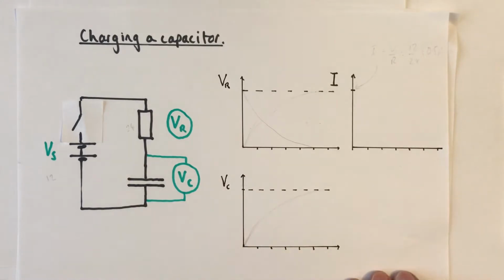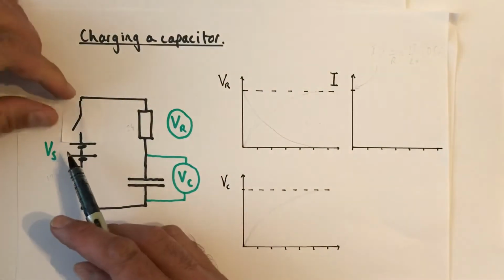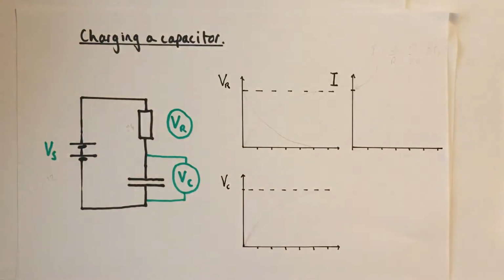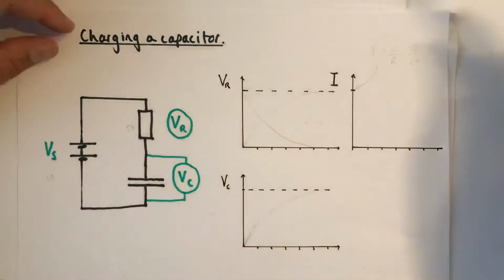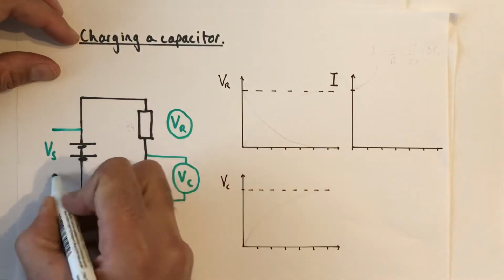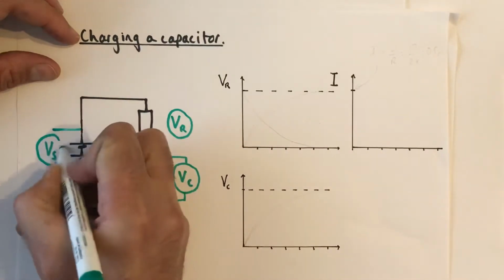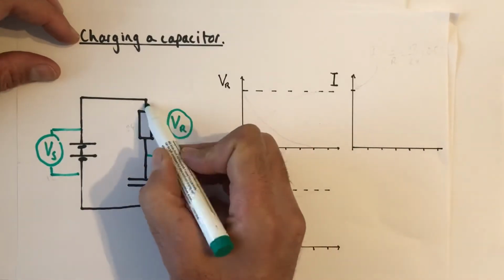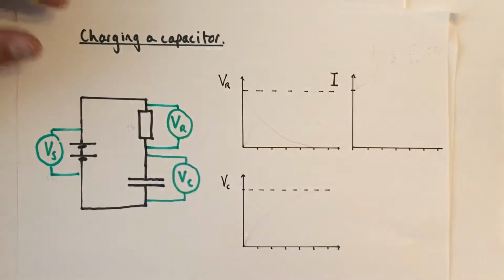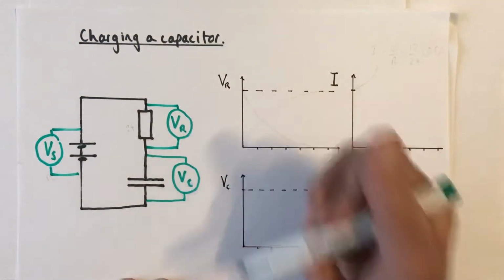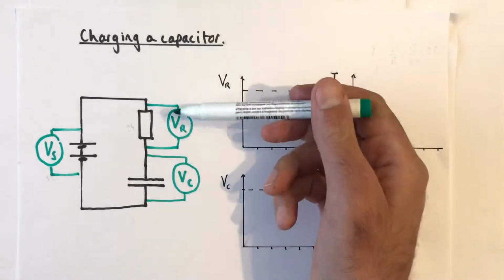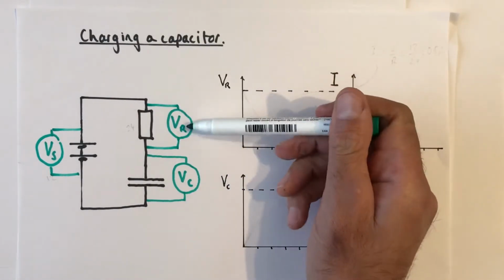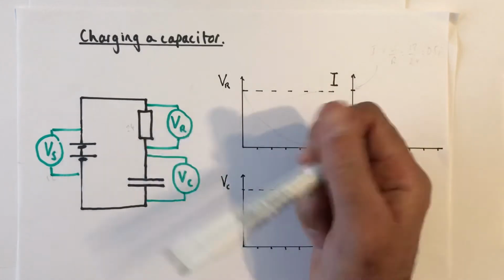Okay. So, now, if I close the switch, at that point, I've got my supply voltage across the battery. So I've got that voltage. I've then got two components in series. So I've got voltage across the resistor and voltage across the capacitor. Now, remember, we should all be comfortable with the idea that these two voltages must always add up to that.